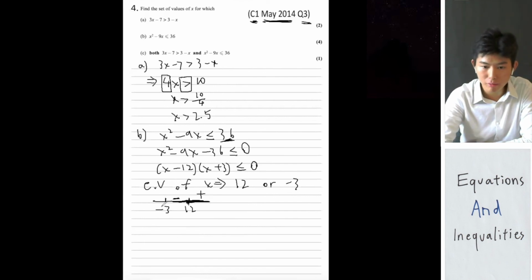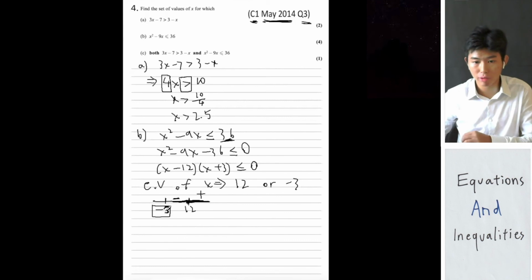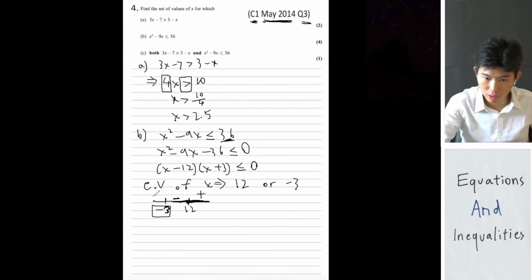And if I put any number that is smaller than -3, let's say -5, -5 is smaller than -3, then I will get the value of 34, which is a positive sign. So I will write a positive sign here.